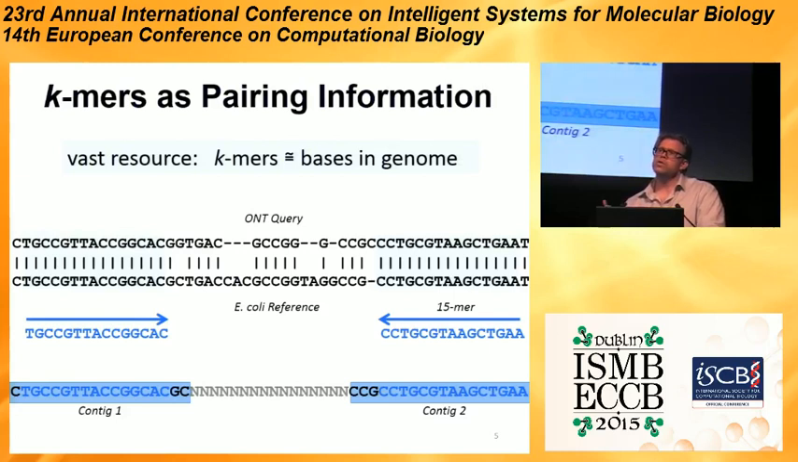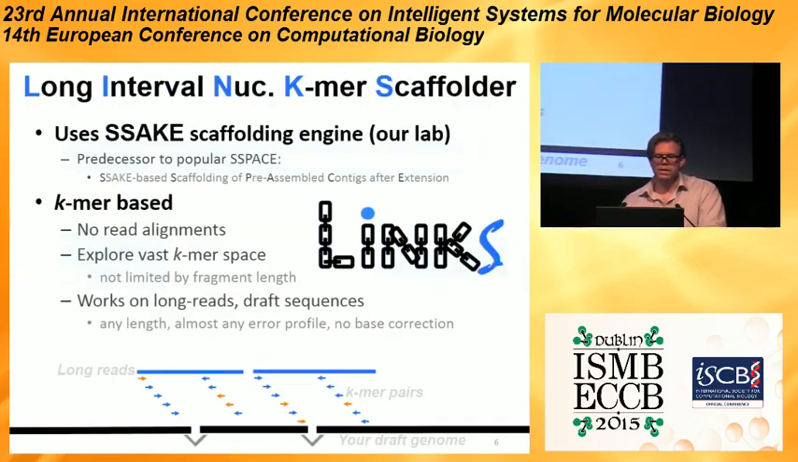So when you use them in pair, you have a specificity of being able to maybe or maybe not find them in your assembly contigs. You can use this information for pairing these contigs. And this was the rationale for developing LINKS, the Long Interval Nucleotide K-mer Scaffolder.